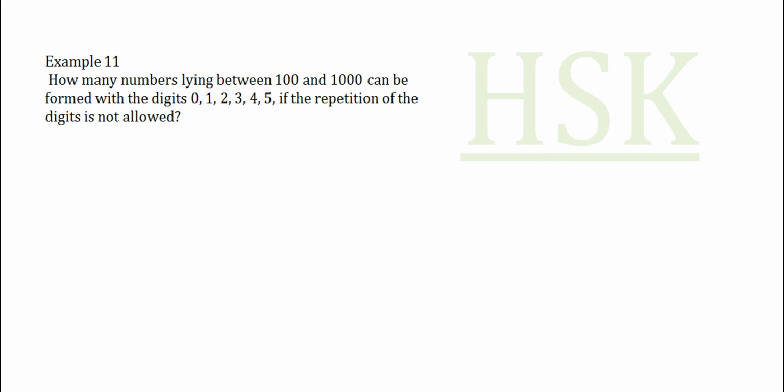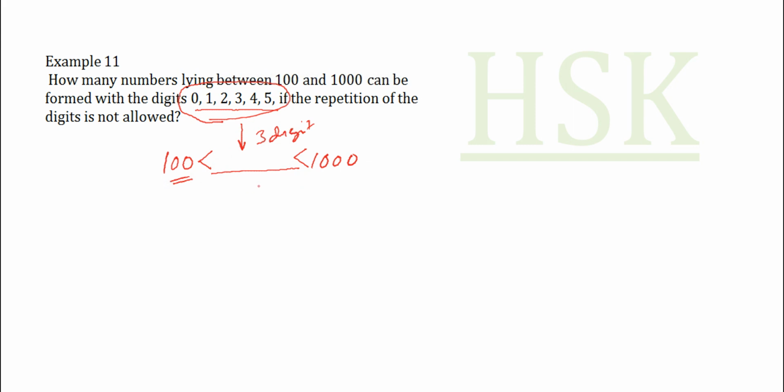Question number 11. How many numbers lying between 100 and 1000 can be formed with the digits 0, 1, 2, 3, 4, 5 if the repetition of digits is not allowed? So first of all, we have to form the numbers between 100 and 1000, and we have been given the digits 0, 1, 2, 3, 4, 5. So this means that the numbers which we are going to form with these digits are 3-digit numbers, so 100 won't be there because 0 is only taken once. So all the 3-digit numbers will be between 100 and 1000.